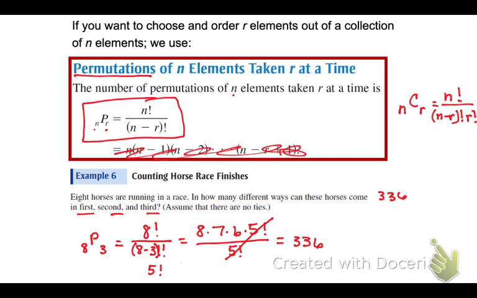So even the way we did it, we were still doing the formula without knowing we were doing the formula. Now, there are times you are definitely going to use the formula. You're not going to write 8 times 7 times 6. And there's going to be times you're just going to write 8 times 7 times 6. If I have 85 choose 15, are you going to write all that out? No, you're going to do the formula.